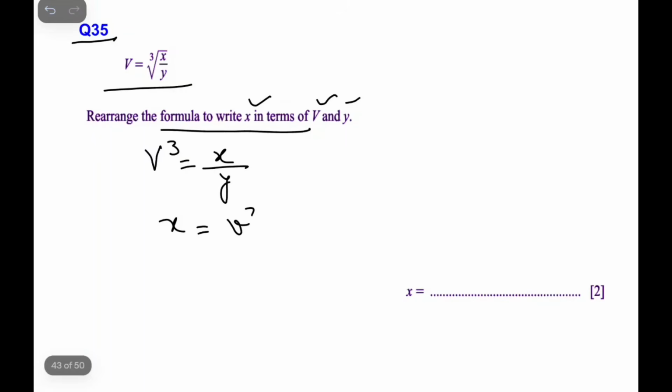So x value will be v cube y. So x will be v cube y.